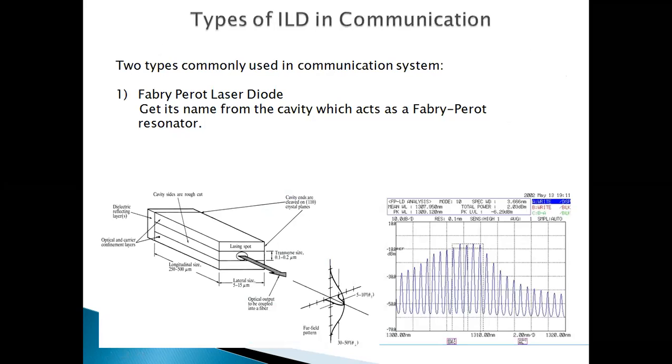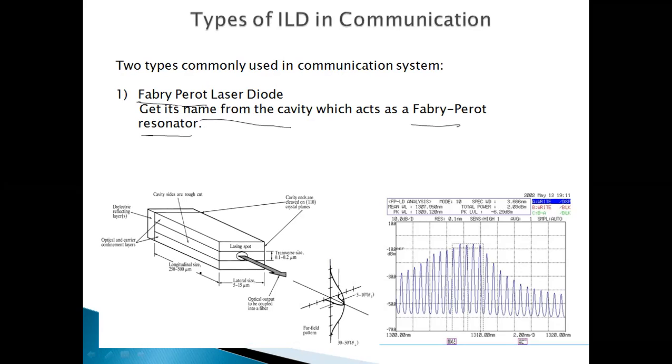In optical communication, we basically have two types of lasers that are commercially used. The first one is the Fabry-Pérot laser diode. The name comes from the cavity, which acts as the Fabry-Pérot resonator. This is a sample diagram of the Fabry-Pérot laser diode.